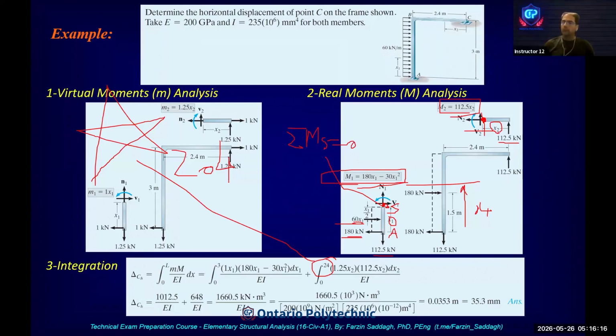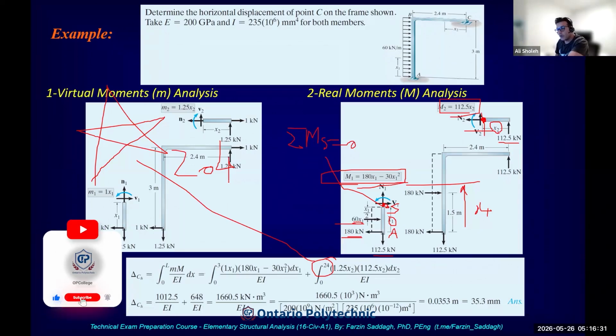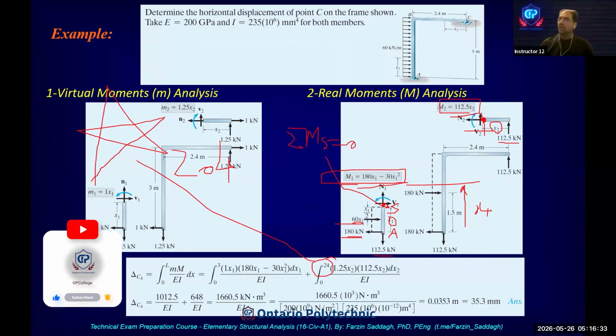We are assuming different x's. We have x1, x2 for each part of the structure. We assume them, but at the end, in integration, we are doing a summation of all of them. But they are different. How do we do the summation?